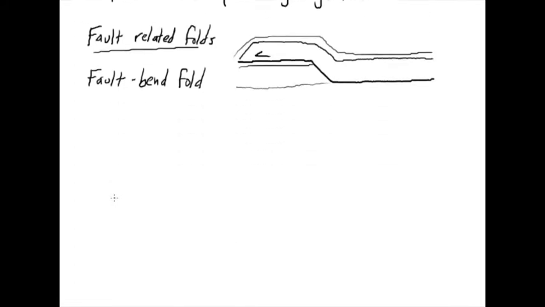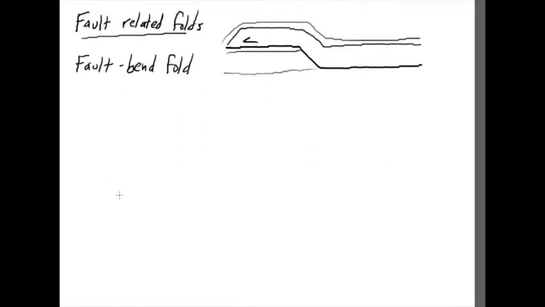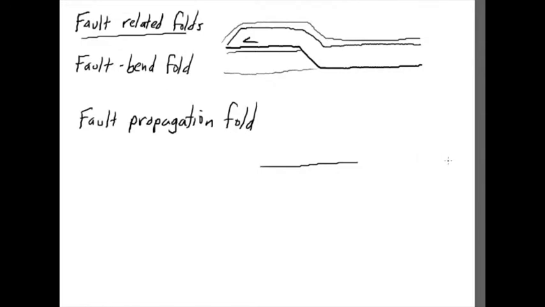We also have a fault propagation fold, which is another type of fold that happens because there's a fault at depth. So in this case, we have a fault coming along and it's starting, but it hasn't really gone too far.